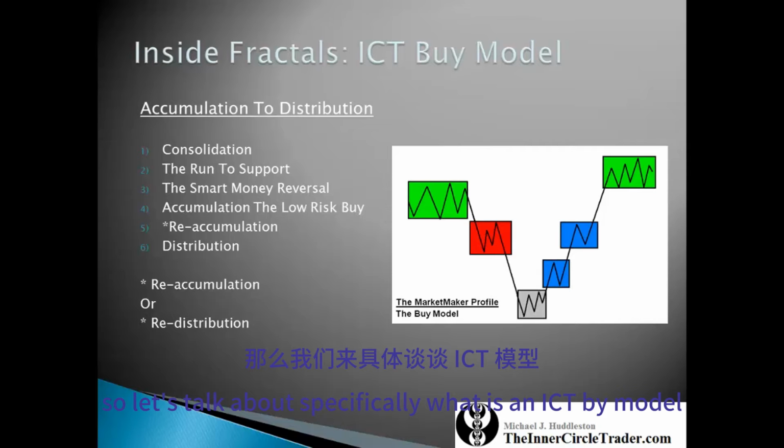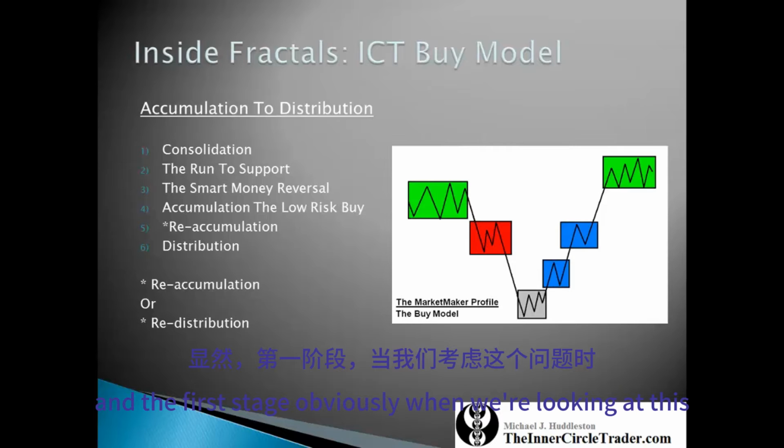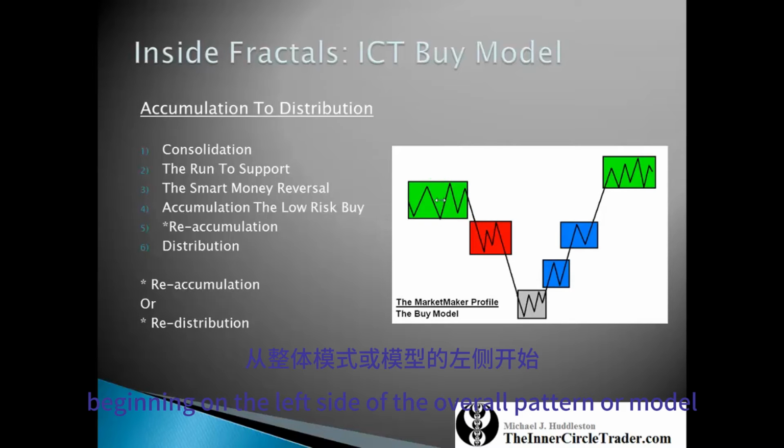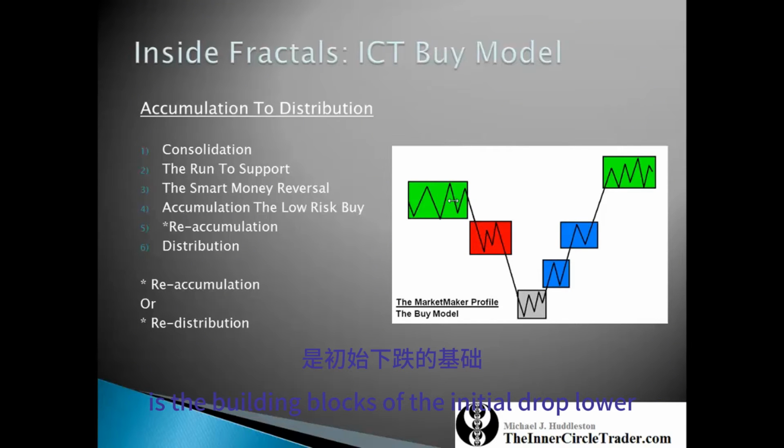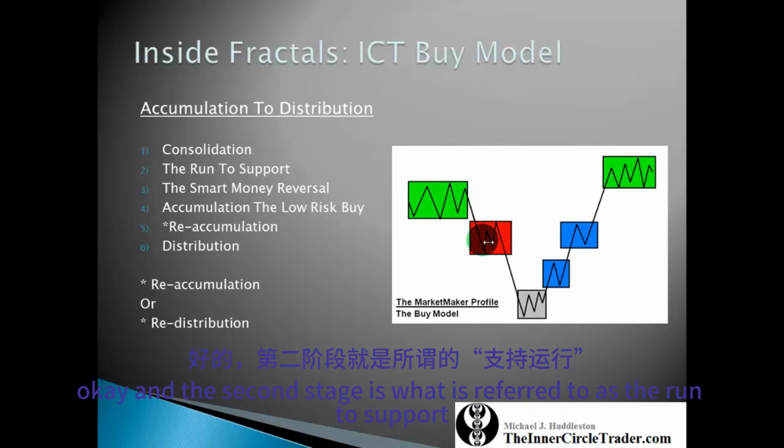So let's talk about specifically what is an ICT buy model. And the first stage, obviously, when we're looking at this very abstract design, if you will, beginning on the left side of the overall pattern or model, is the initial consolidation. And this consolidation in the first green box on the left side is the building blocks of the initial drop lower. Okay, and the second stage is what is referred to as the run to support.